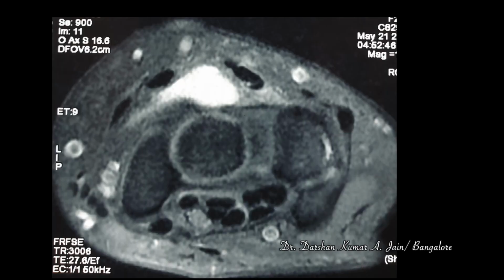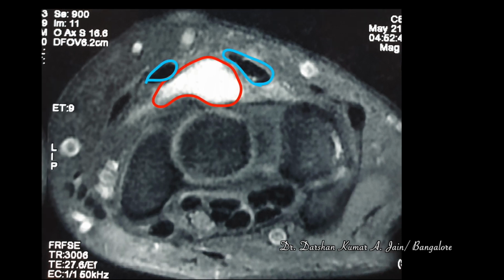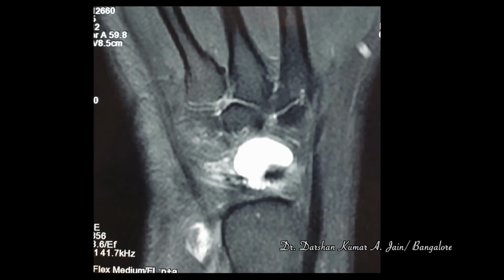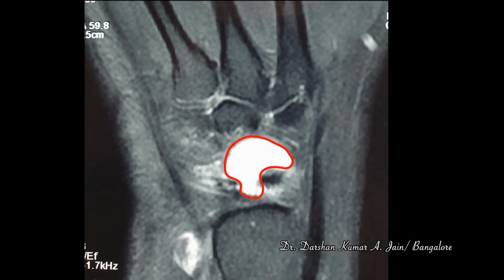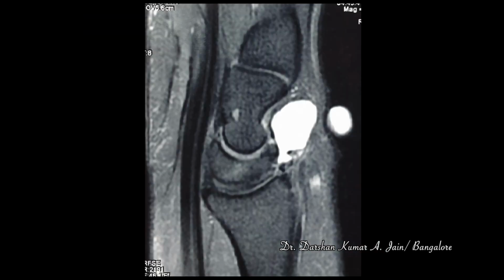This cyst is arising from the radiocarpal joint between the EPL and the ADC. MRI is indicated only when you're planning for arthroscopic excision; generally it is a clinical diagnosis. MRI helps us to locate the pedicle of the cyst and excise it arthroscopically. Here it is arising from the radiocarpal joint near the scapholunate junction.